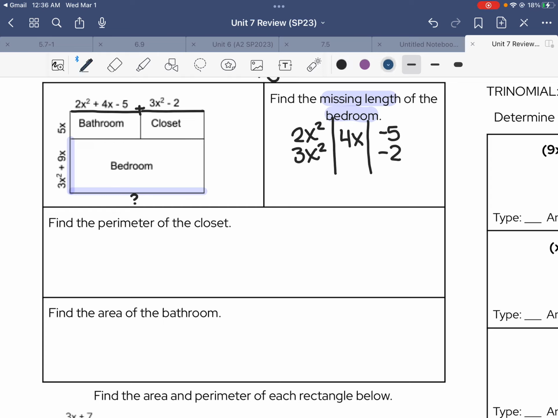2x squared plus 3x squared is 5x squared. There's only a 4x in the middle, so that stays 4x. But since it's positive, you're going to put a plus in front of it. And then negative 5 plus negative 2. Adding negatives together is just like adding 5 plus 2, just instead of being 7, your answer is actually negative 7. And that's it.